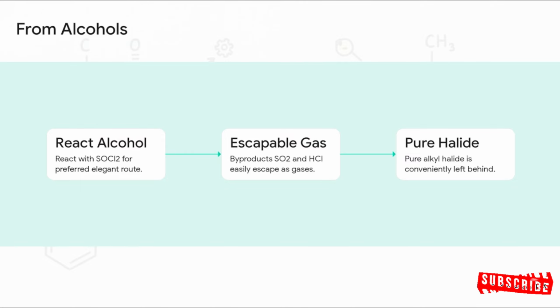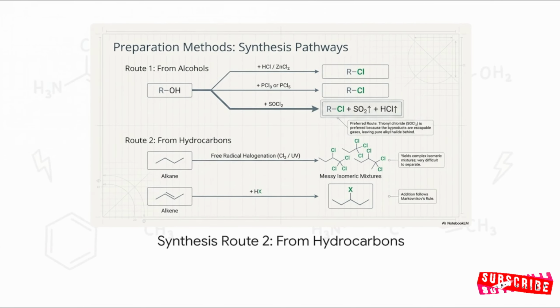Why? Because when you react your alcohol with SOCl2, the byproducts are sulfur dioxide and hydrogen chloride, and both of those are escapable gases. They literally just bubble out of the reaction mixture, leaving you with a wonderfully pure alkyl halide left behind. No messy separation required. It's fantastic. Route 2 relies on hydrocarbons.